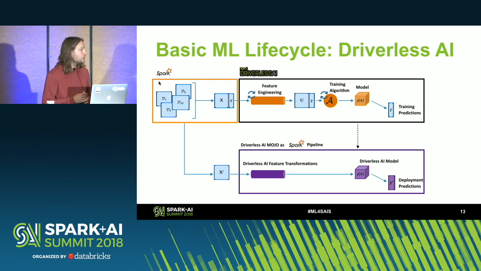And the deployment in this case is also very similar, except that right now we are not exporting a Spark pipeline, we are exporting a Driverless AI pipeline, which can be used as a Spark pipeline. This pipeline already contains all the feature transformations and also the modeling stage, and can be used in Spark in the normal way as a Spark pipeline. The artifact which we produce from Driverless AI is called Driverless AI MOJO. It's how we store our models. And we can, again, use Spark to put this pipeline into production.